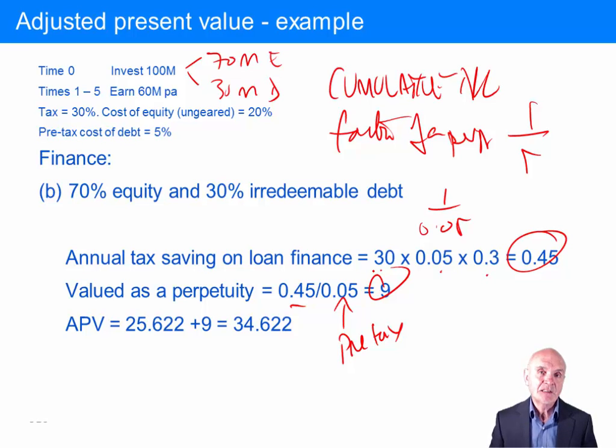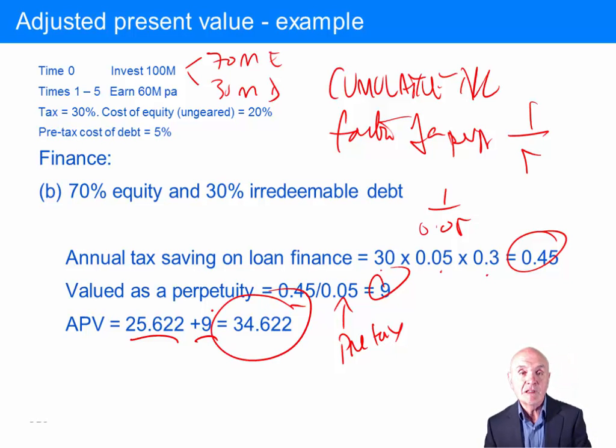So getting access, or being given this rebate, as I like to think of it, by the government here, you have your basic project, plus you're getting the value of the cheap finance. The adjusted present value is 34.622. It's a much more worthwhile project because we have financed it by the subsidized debt.